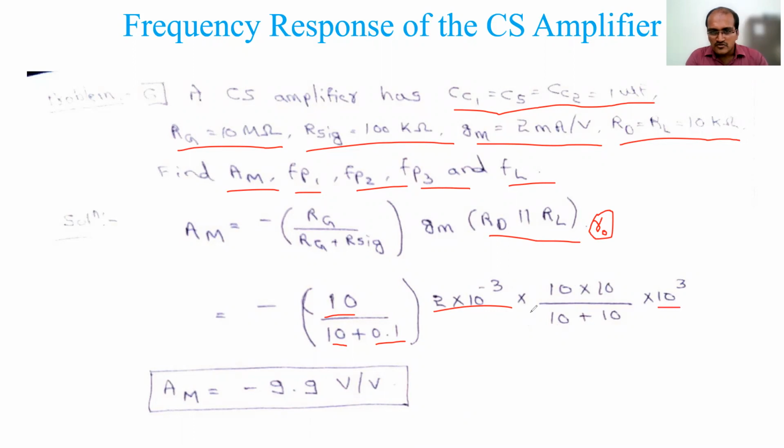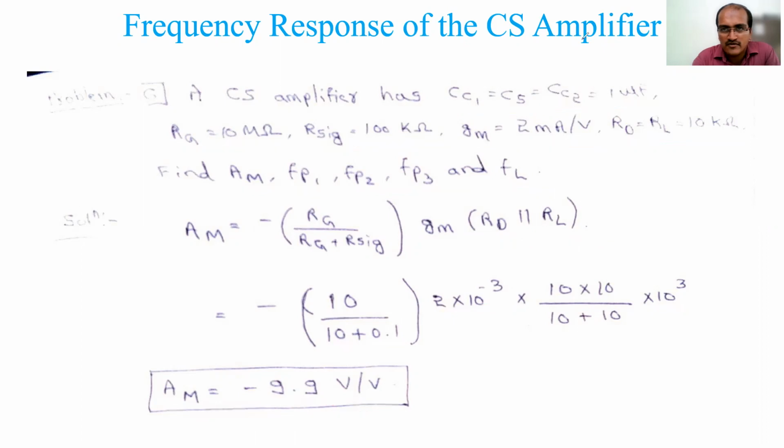So again, substitute all these values in the calculator. Here 10 to the power minus 3 plus 3 cancel out. So 100 by 10.1, which will give you approximately 9.99. So the value is about minus 9.9 volt per volt. Hope it is clear. Now we'll take the frequency formulas to find fE1, fE2, fE3.